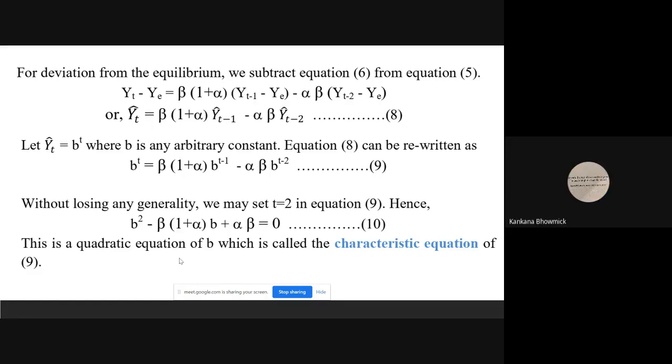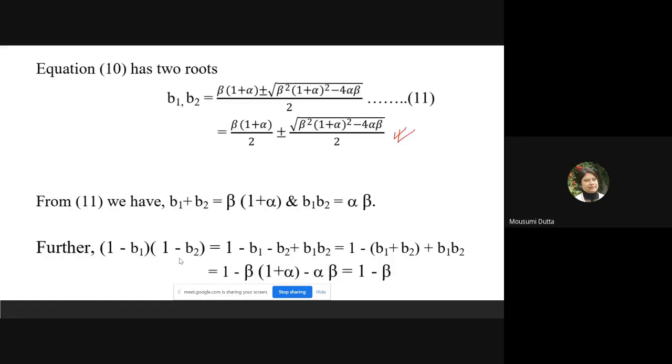And what is b1 into b2? c by a. So what will be the value? Alpha into beta. So b1 plus b2 is minus b by a, that is beta into 1 plus alpha by 1, so it is beta into 1 plus alpha, whereas b1 into b2 is equal to c by a, which is alpha beta. So everybody got this point? Any doubt? Any question? Any clarification?